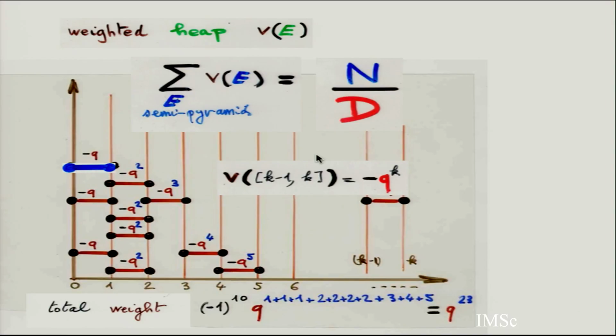Instead of plus q power k, you put minus. So the weight of this, say, the first dimers are all weighted minus q, the second column minus q2, minus q3, etc. The dimers k minus 1, k is weighted minus q power k. This is the total weight of my semi-pyramids. So it's like a partition here, and there is a plus or minus. And I claim that I am related to Rogers-Ramanujan identities.